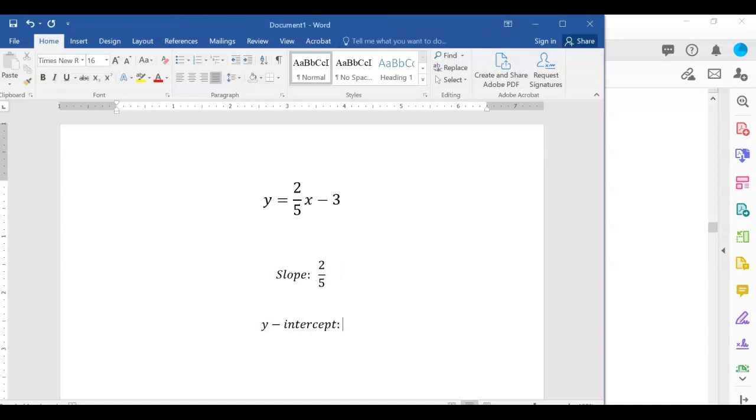The y-intercept, remember, is a point, and specifically it's the point (0, -3). The y-intercept always has 0 as the x value, and the y value, when I'm given slope-intercept form, is this constant number here. Since we have a -3, the y-intercept has a y value of -3. So once you know the slope and the y-intercept, then you can go ahead and graph the line.